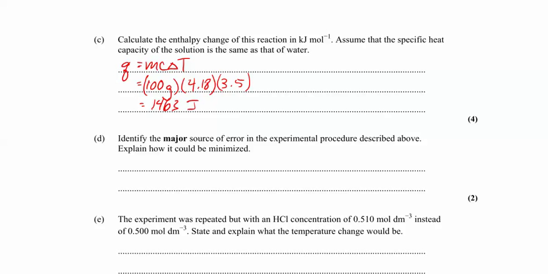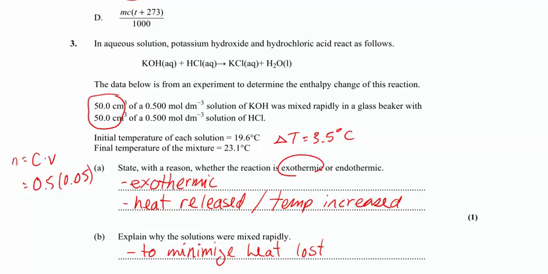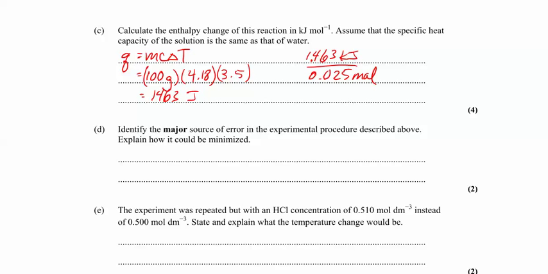And then to get delta H, I need to do Q divided by n. Sorry, that's Q divided by n, the moles of the limiting reactant. Since we're dealing with a solution here, moles is equal to the concentration times the volume. Concentration is 0.5, volume is 0.05 liters, which gives us 0.025 moles for each of the substances. And they react with a 1-to-1 ratio, so therefore I have an equal number of moles of each, and therefore the limiting reactant, well, there isn't one, they're mixed in the appropriate amounts. So then I just convert that to kilojoules. So 1.463 kilojoules divided by 0.025 moles, and that gives you your answer.